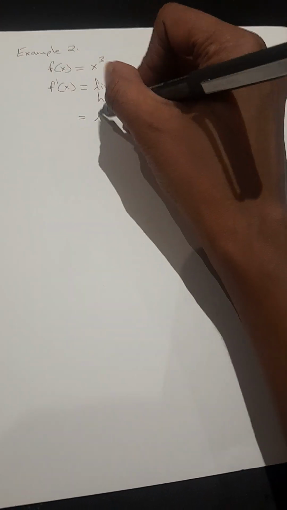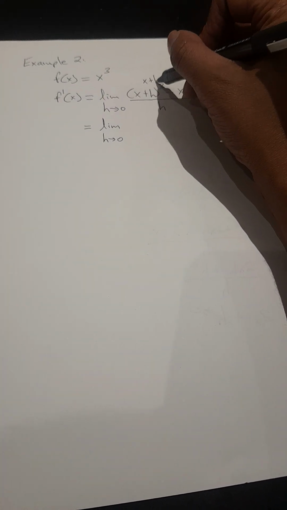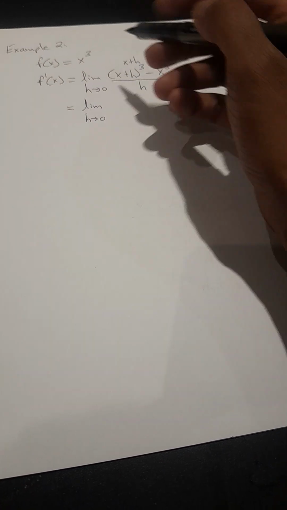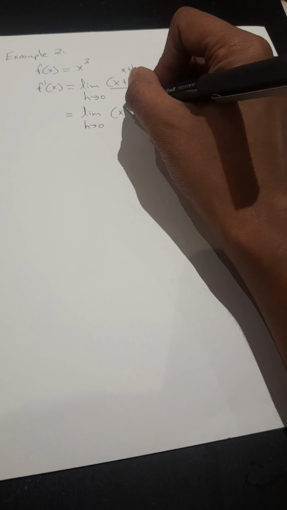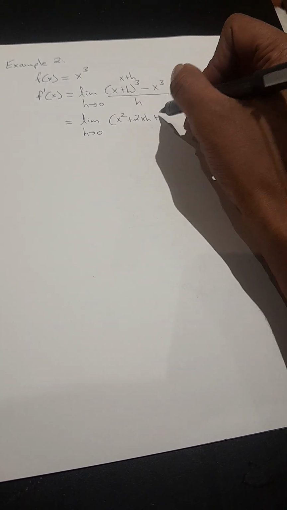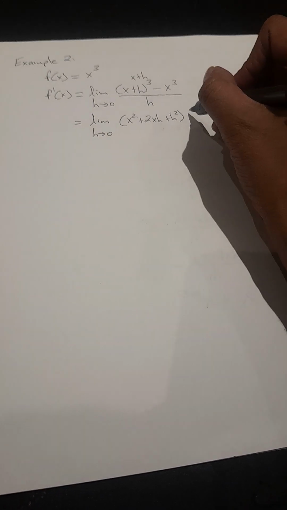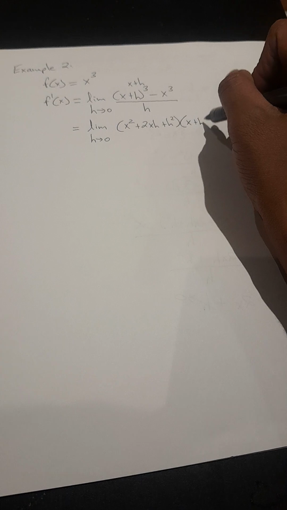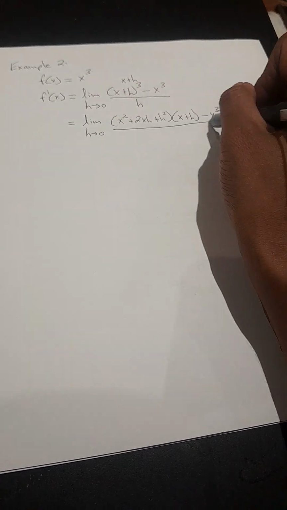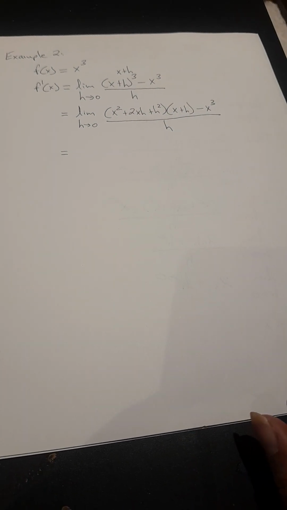Also note down, I'm going to show a couple of steps here, because this is basically like multiplying x plus h by itself 3 times. So first we're going to open up the brackets here. x squared plus 2xh plus h squared. So this is like I multiplied x plus h 2 times, but I have to multiply it one more time, of course, minus x cubed. The whole thing is over h, like we see here.